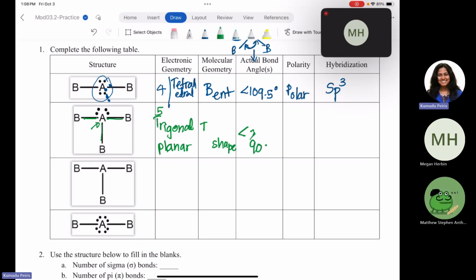Hmm, I don't know why this is moving a bit. Okay, let me figure out why this is moving.